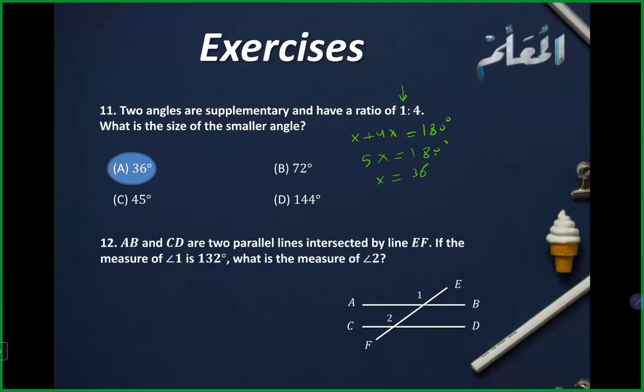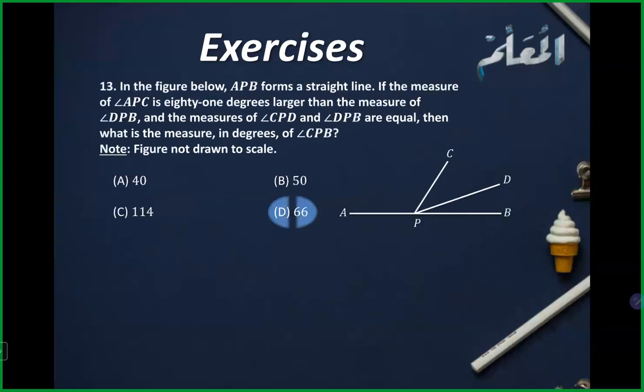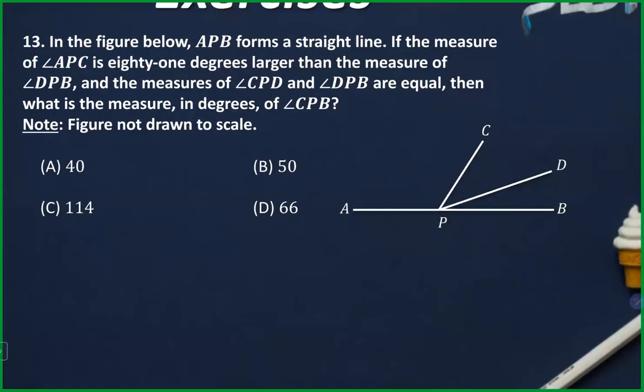Let's do this final question. In the figure below, APB forms a straight line. The measure of angle APC is 81 degrees larger than the measure of angle DPB, and the measures of angles CPD and DPB are equal. So if you say this is x, this is x.